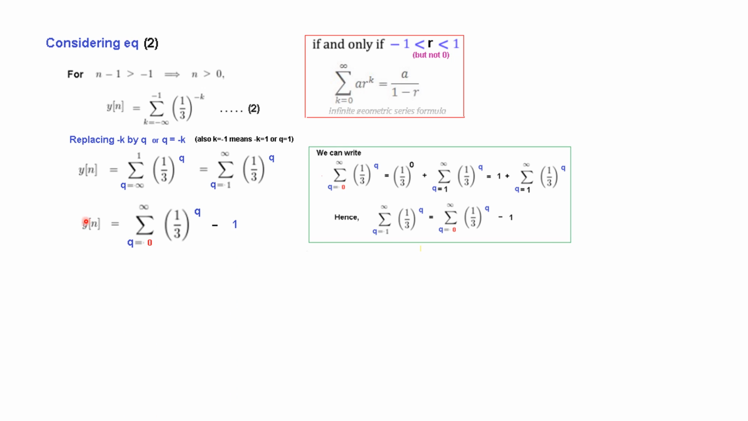Okay, so this is how we have manipulated, and now you can see this is directly matching with the infinite series. So now we'll plug in the values according to the formula. So a is 1, divided by 1 minus r, which is 1 over 3, and minus this 1. Solving, we get an answer of 1 over 2, and this is valid for n greater than 0.